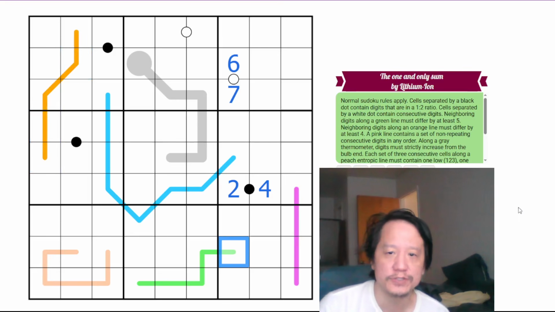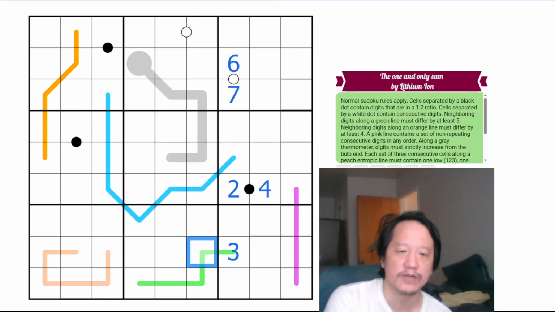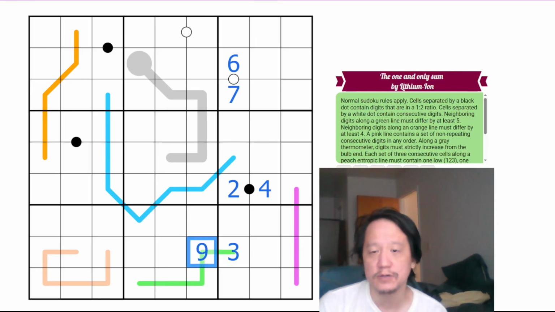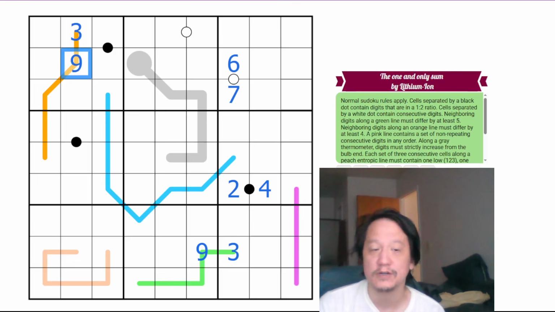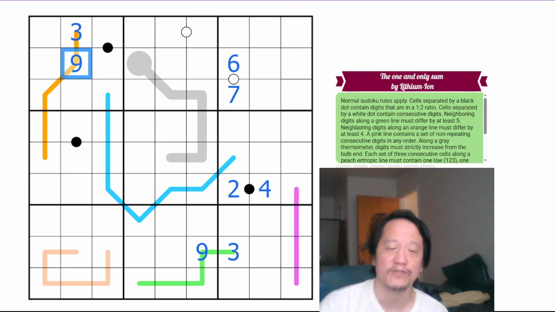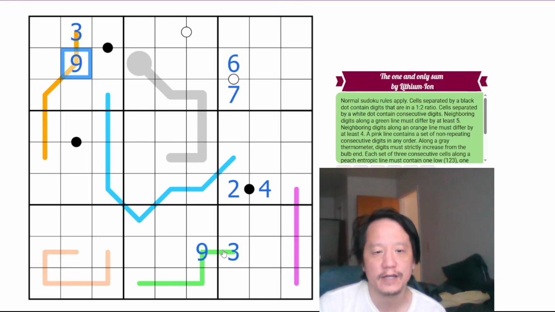As an example, say we had a 3 here. Then this would have to be 8 or 9, because the only digits which are 5 or more away from 3 are 8 and 9. If we had 3 here, this would have to be 7, 8, or 9, because the only digits which are 4 or more away from 3 are 7, 8, 9. Hence Whisper 5 and Whisper 4 lines.